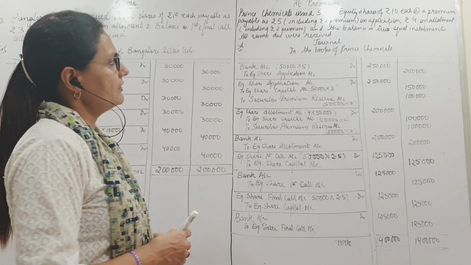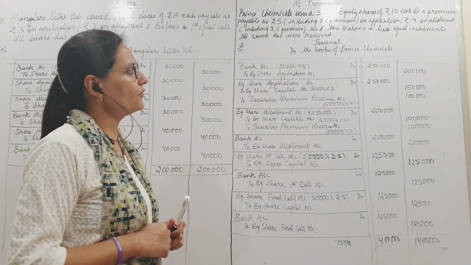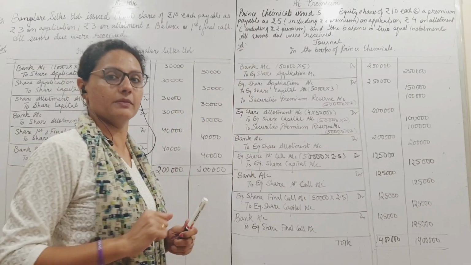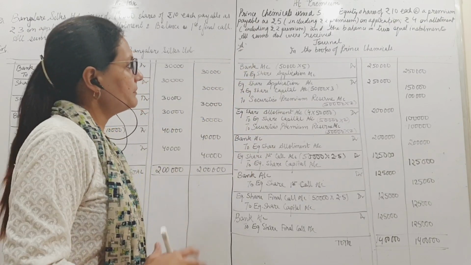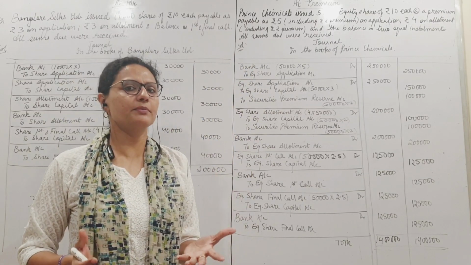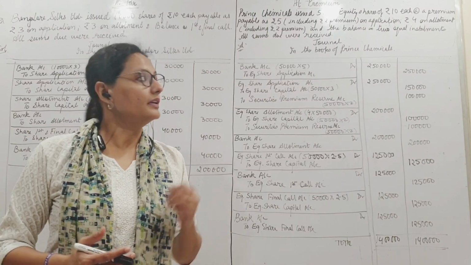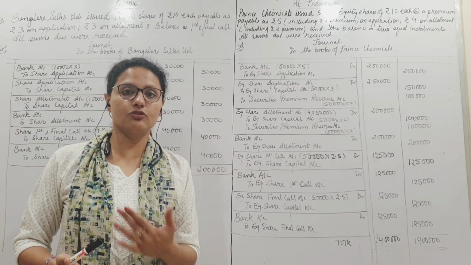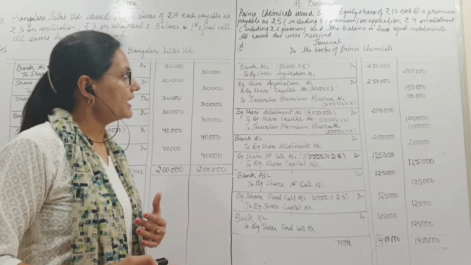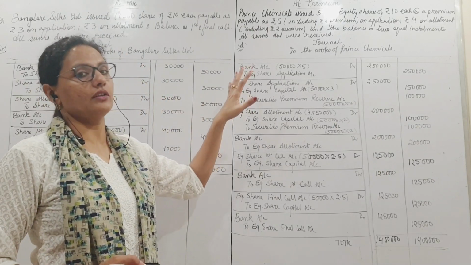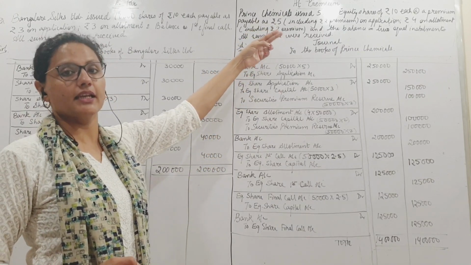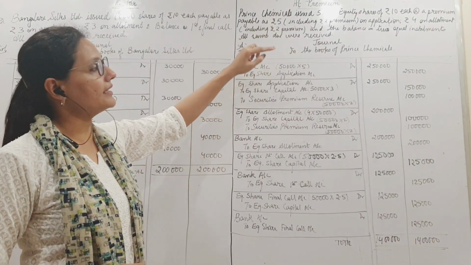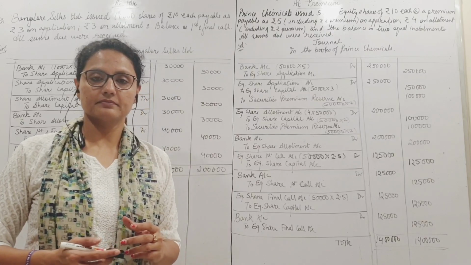Okay, then 4 on allotment, next installment is 4 rupees, again including 2 rupees premium. So this premium is basically broken up. Total कितना premium ले रहे हैं हम लोग? 4 rupees. 10 rupees share being sold at 14 rupees basically. Issue price is 14. But this entire 4 rupees is not taken together. 2 rupees I am taking at the time of application and 2 at the time of allotment. Okay.